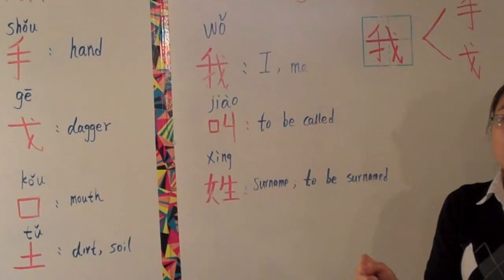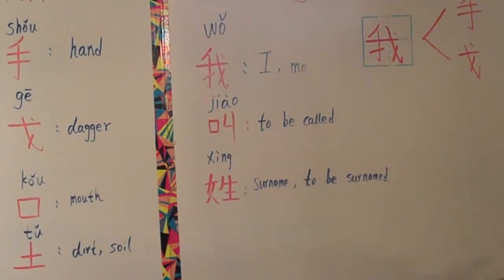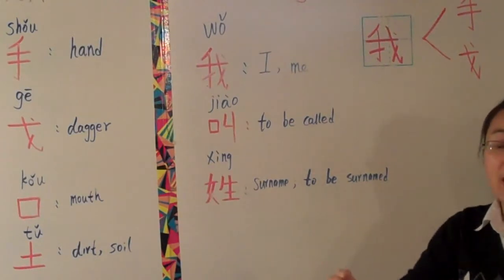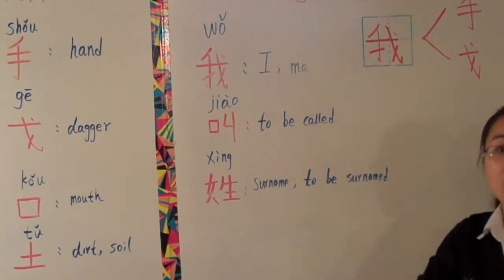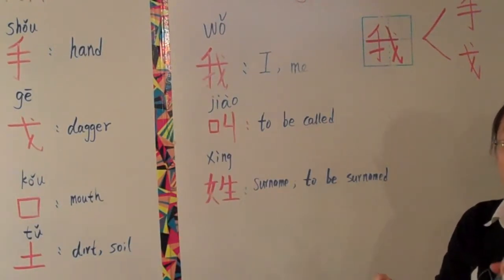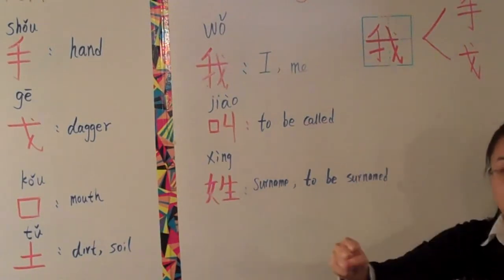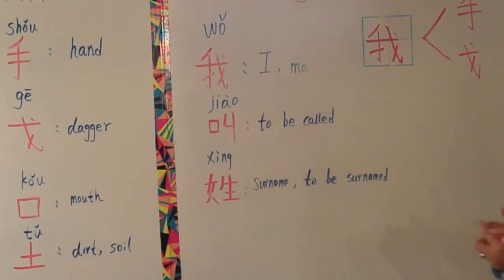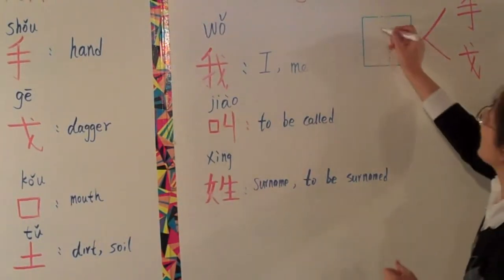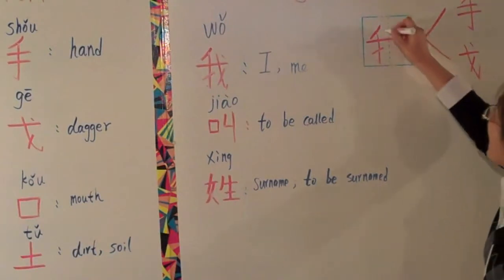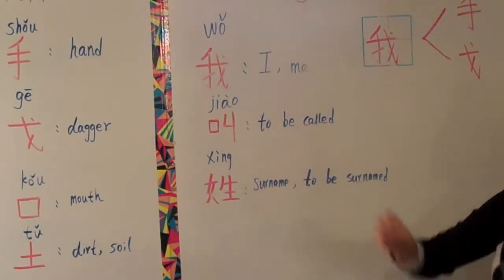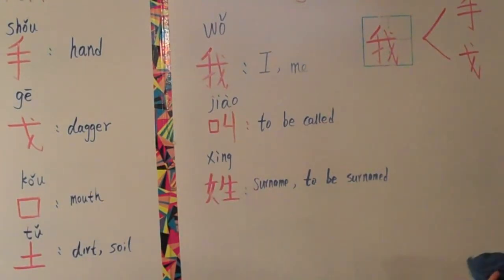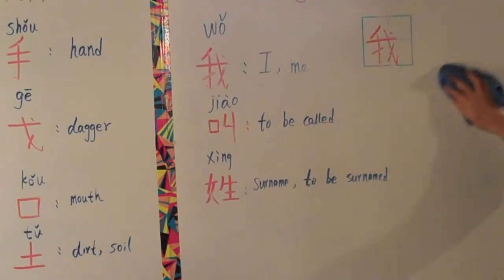If you think, oh, that's pretty brutal, well, Chinese characters were invented thousands of years ago. At that time, to be or not to be was always a question. You're going to live or die. You have to protect yourself. Every day, you come out of your cave, you have a good chance to be eaten by any animal. So you have your dagger in your hand. Remember? Let's try it again. You have your hand and the dagger in your hand. 我, I, me. Did you get it? Don't forget, you need a weapon to protect yourself, thousands of years ago.